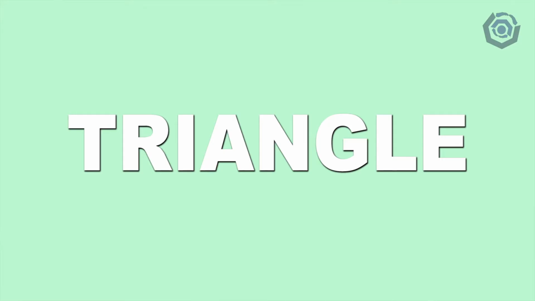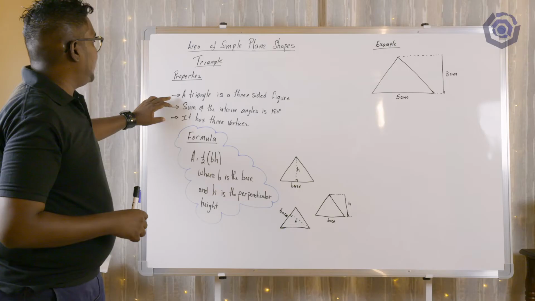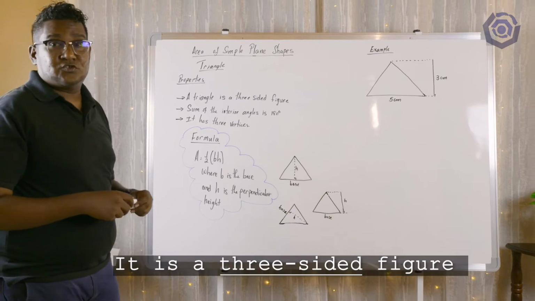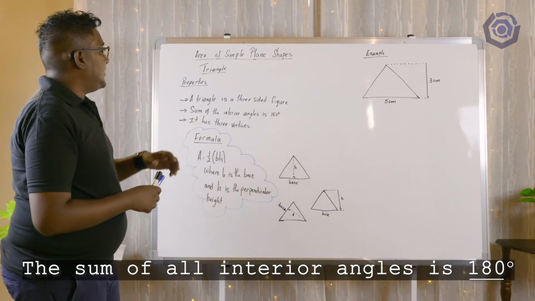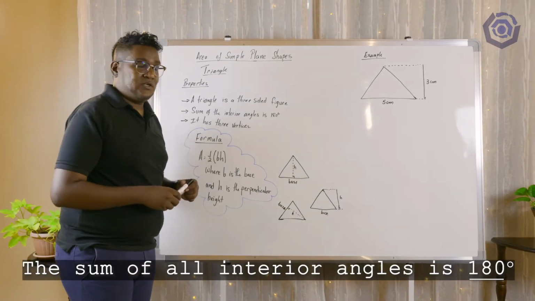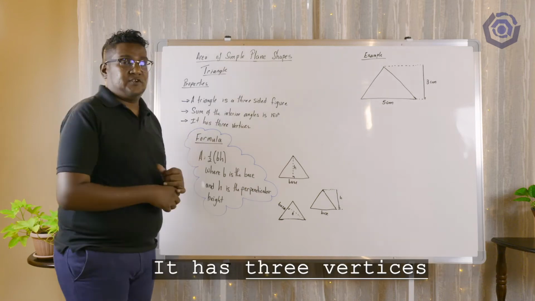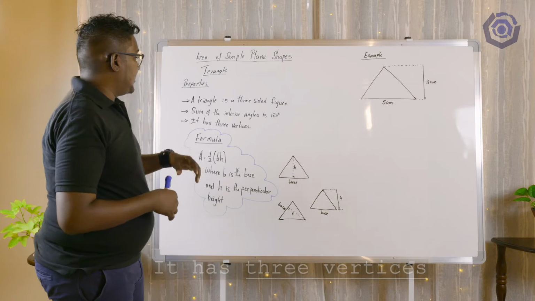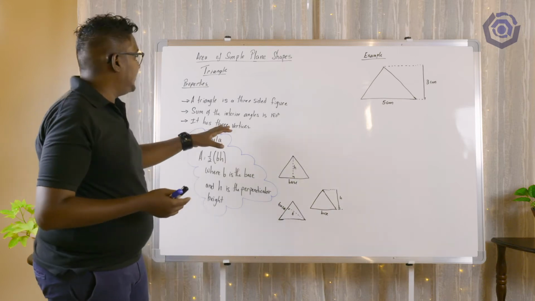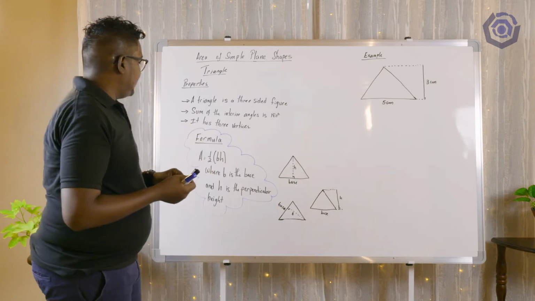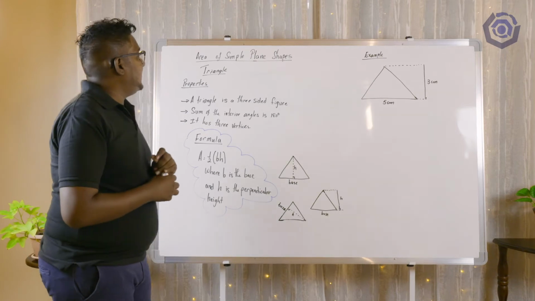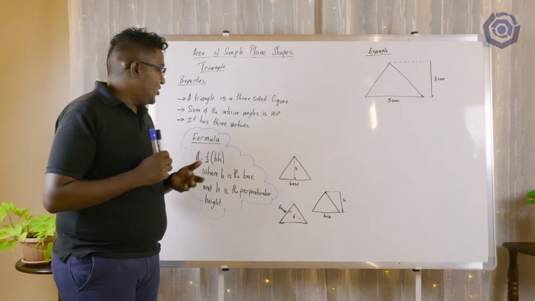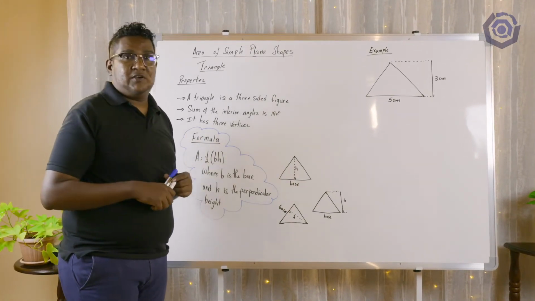The third shape we would be looking at is a triangle. Some properties of the triangle: one, a triangle is a three-sided figure. The sum of the interior angles is 180 degrees, and it has 3 vertices. Remember earlier we said that the points are called the vertex, or in some cases when you have more than one, we say vertices. Now, when looking at the area of a triangle, we have 3 methods of finding it.